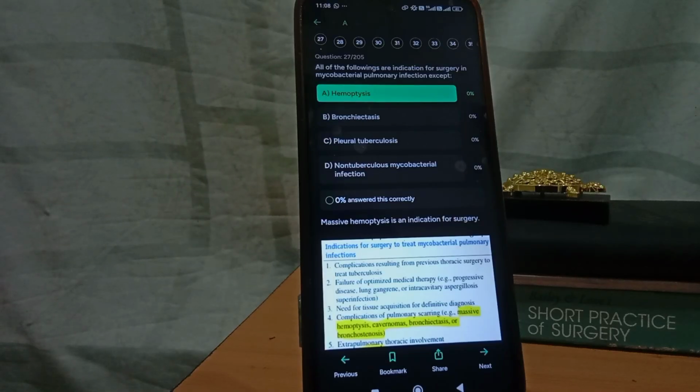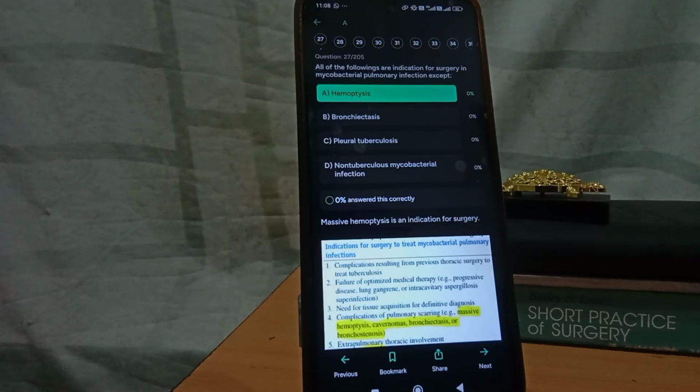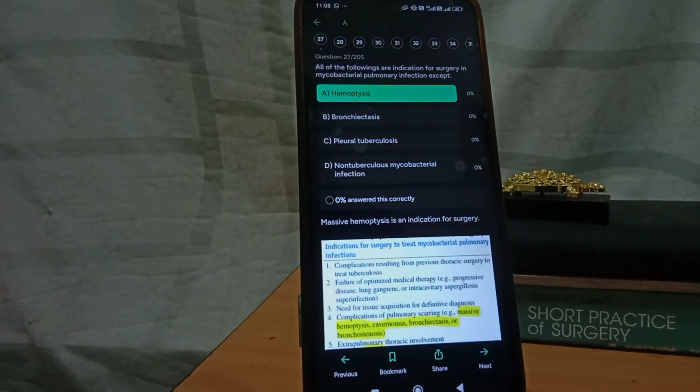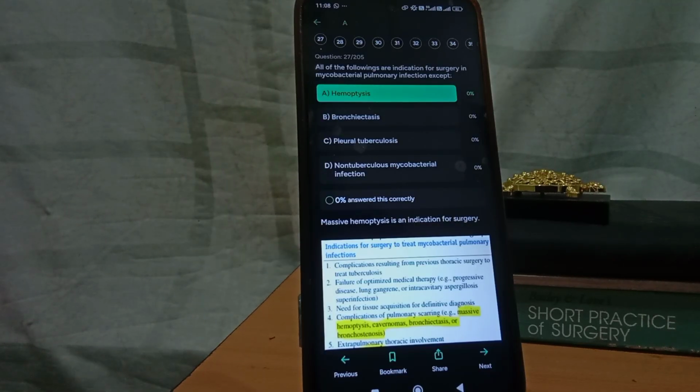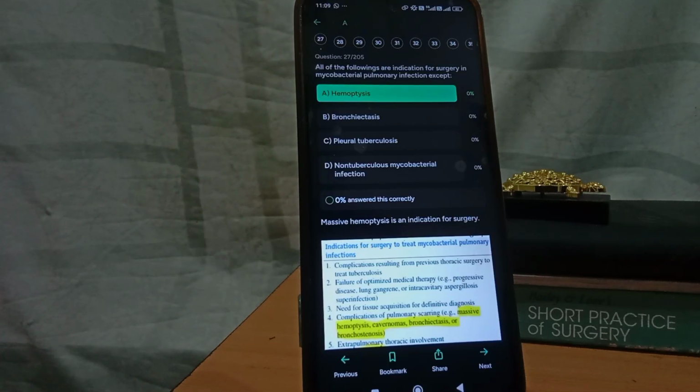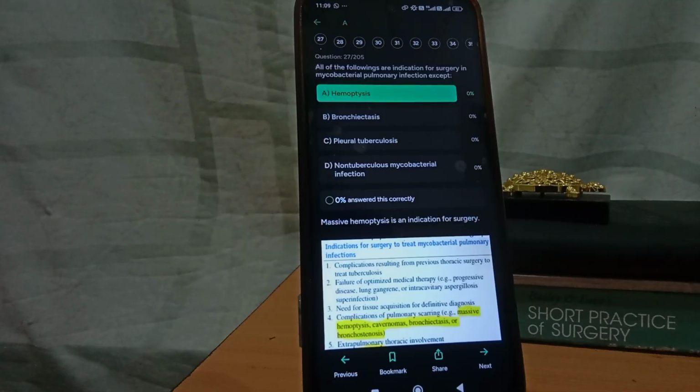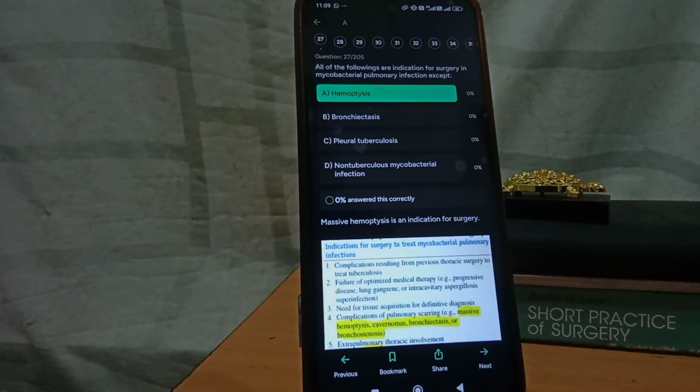Question number 27: all of the following are indications for surgery in mycobacterial pulmonary infection except hemoptysis, bronchiectasis, pleural tuberculosis, non-tuberculous mycobacterial infection. So what are the indications for surgery to treat mycobacterial pulmonary infection? These are complications resulting from previous thoracic surgery to treat tuberculosis, failure of optimized medical therapy like progressive disease, lung gangrene, or intracavitary aspergillosis superinfection.